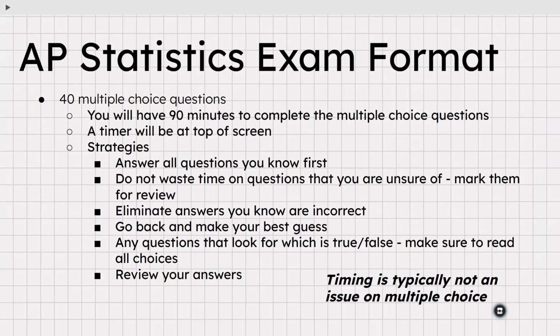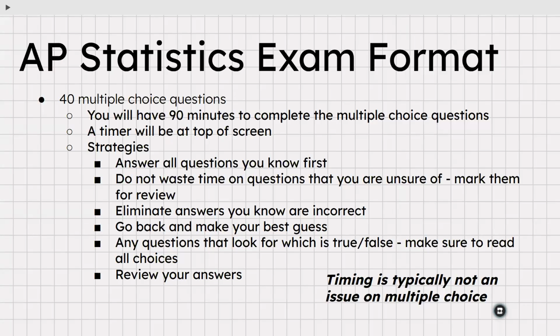When it comes to test taking strategies with multiple choice, I'm going to let you know, I've been teaching this class for 10 years now, and I've never had anyone run into any real timing issues on the multiple choice. Free response, yes, you can run into timing issues, but not multiple choice. There'll be a timer on the screen. You can turn it off if that stresses you out, but it will turn itself back on. I think at 5 minutes it turns itself back on and you can't turn it off.